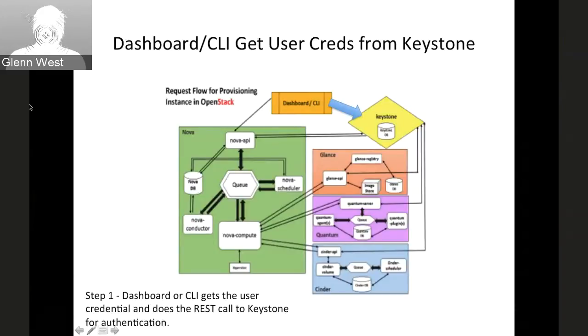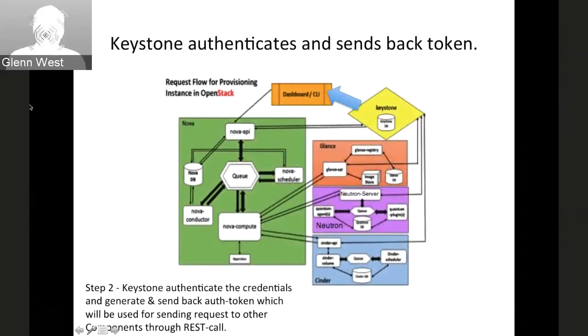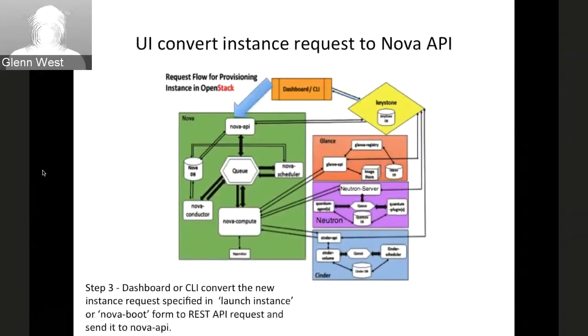Now that token is carried throughout. So Keystone authenticates the credentials and generates this token and sends it back. And that token is carried on and revalidated. This is part of the security architecture of OpenStack. At this point, we take this instance request with that token and make a RESTful request and send it to the Nova API. So this effectively looks like a URL going into the REST API of Nova Compute to kick things off.